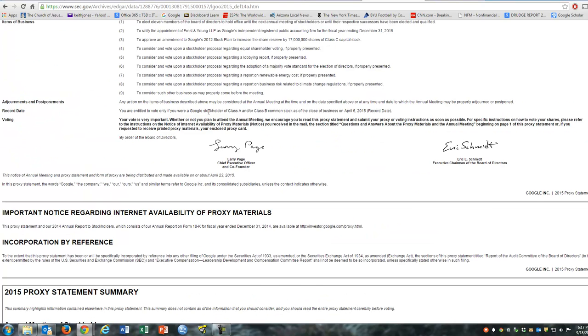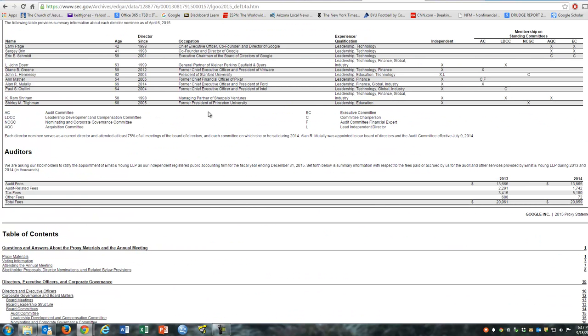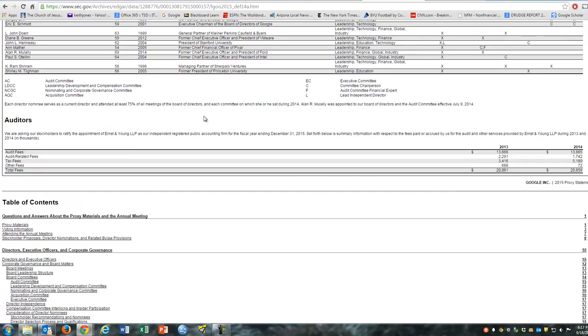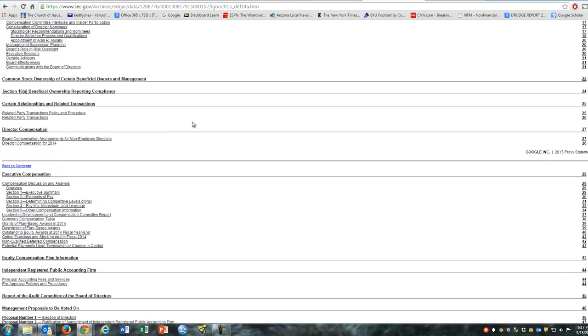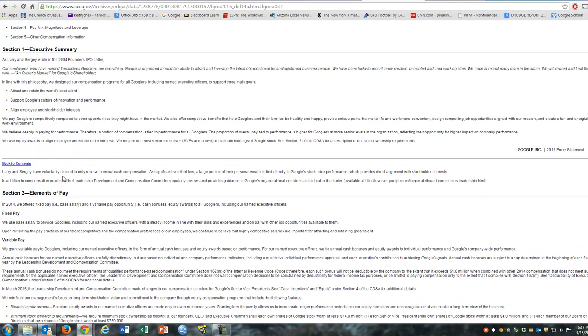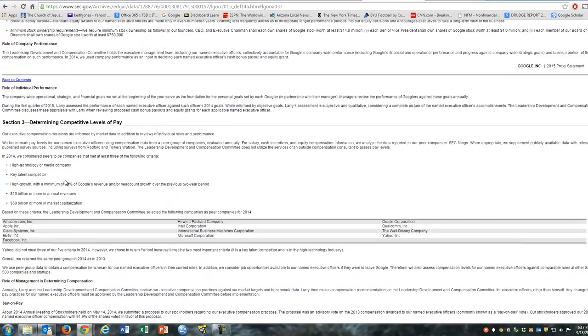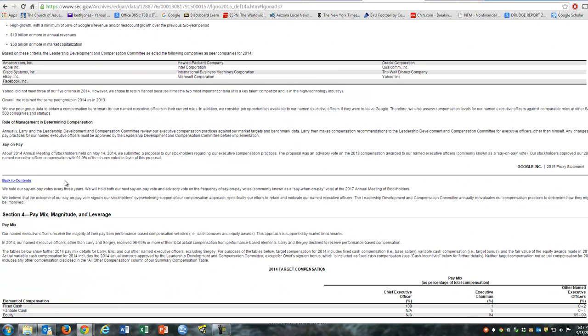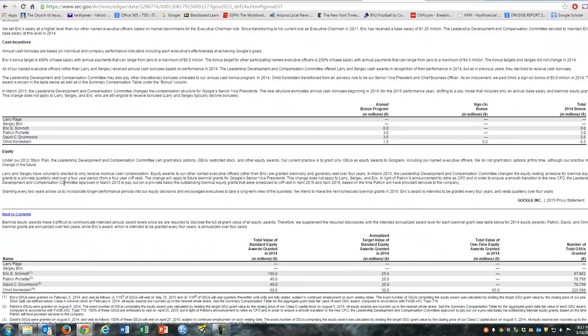So if you scroll down quite a ways, this has a list of voting information, a list of their board members, who their auditors are, and the audit fees. So there's a lot of good information. If you go down to the table of contents and flip down to their executive summary, you've got this executive summary here, and it's going to talk about their pay, and if you keep going down, it's going to give information related to how much cash and stock compensation they actually received.